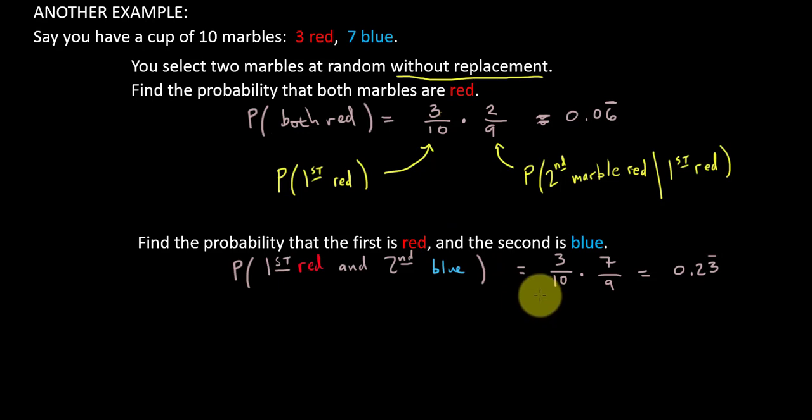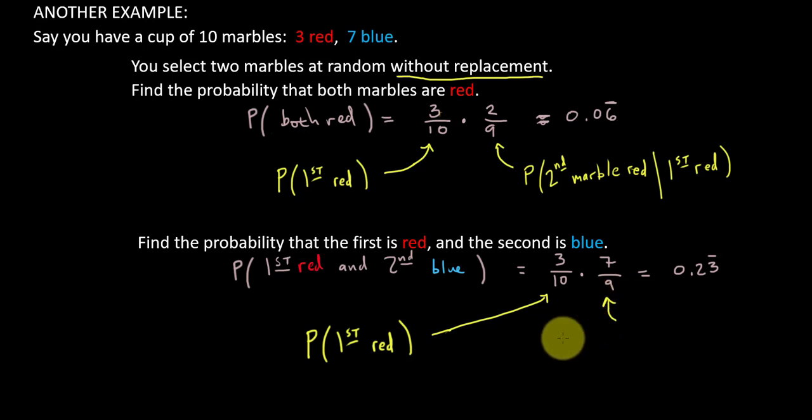Let's do that same little process over here, where this 3 out of 10, again, is the probability that the first marble was red. But the 7 out of 9, that's the conditional part, the probability that the second marble was blue, given that the first was red.